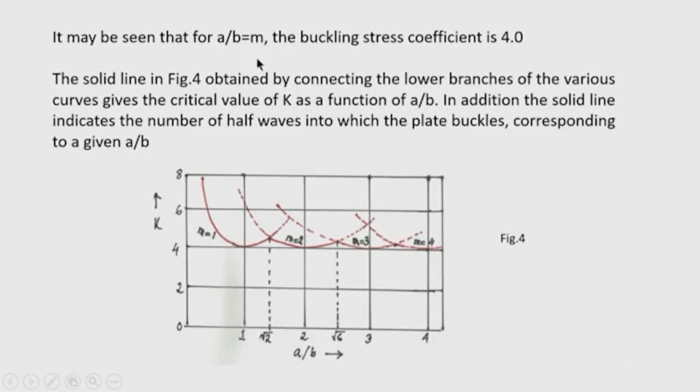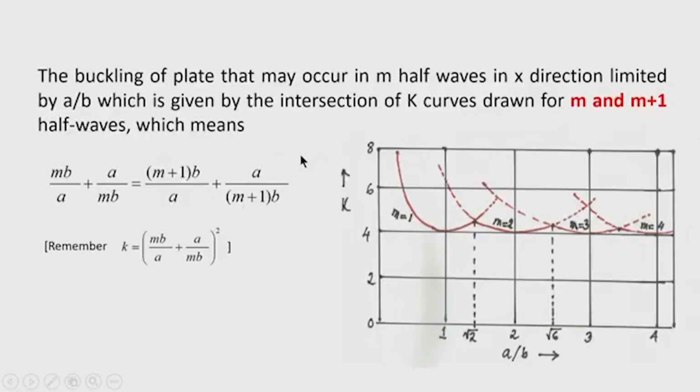So, it may be seen that for a by b equal to m, the buckling stress coefficient is 4, that we have calculated. Here the solid line, obtained by connecting the lower branches of the various curves, gives the critical value of k as a function of a by b. In addition, the solid lines indicate the number of half waves into which the plate buckles, corresponding to a given a by b ratio.